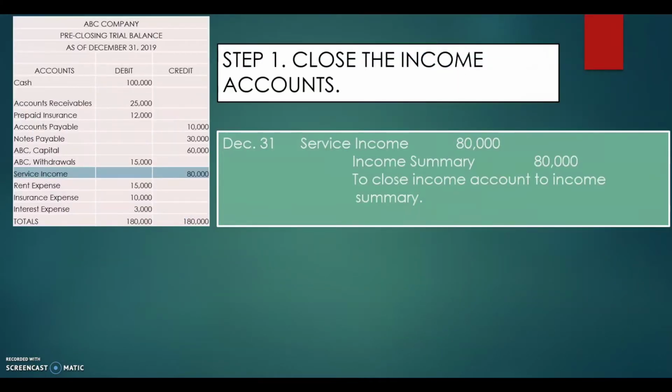So these are the steps in closing entries. Step number 1. Close the income accounts. For purposes of illustration, let's have the pre-closing trial balance of ABC Company as of December 31, 2019. So the balance of our service income is 80,000 credit. So to close it, we need to debit it. Our closing journal entry will be debit service income 80,000, credit income summary 80,000.